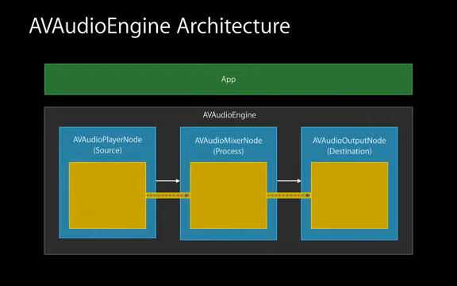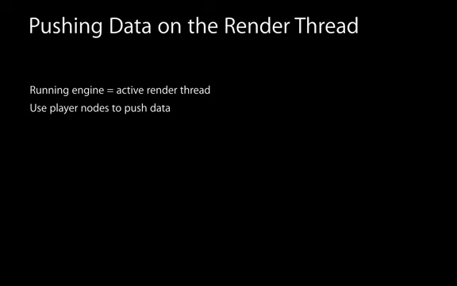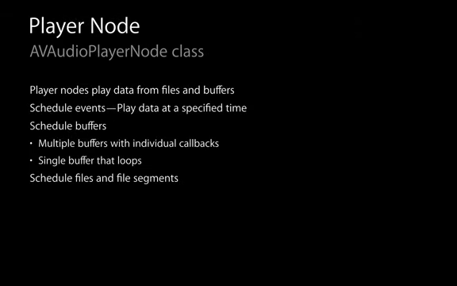When I then start up the engine, an active render thread is created, and data is pulled by the destination. So I have an active flow of data here. The app can now interact with each one of these blocks, and any change that it makes on any of the nodes will take effect immediately. So now that we've talked about an active render thread, how do you push your audio data on the render thread? You use a player to do that. Let's look at player nodes.